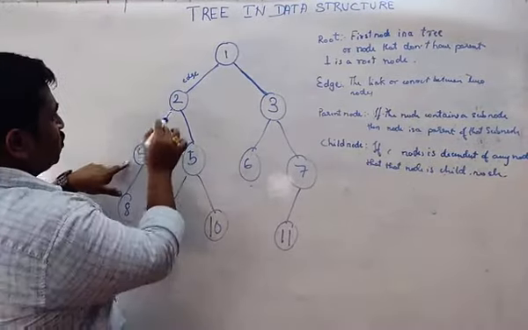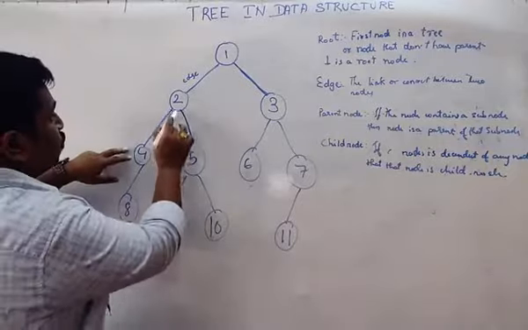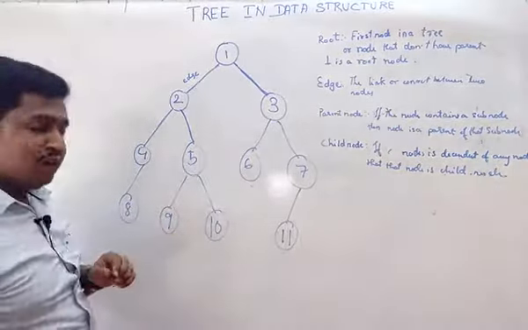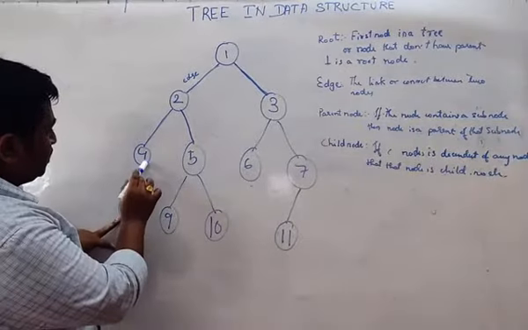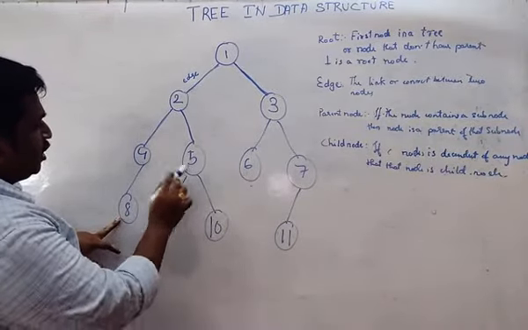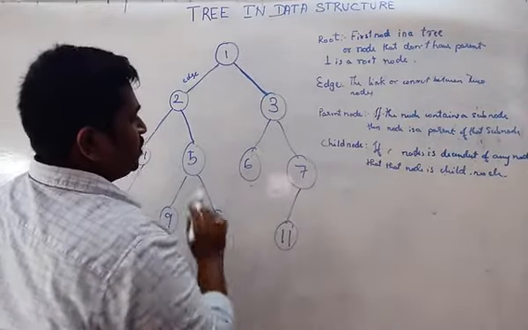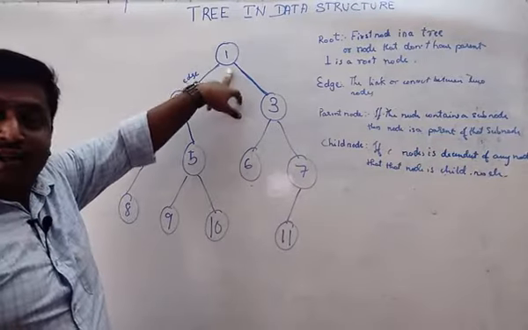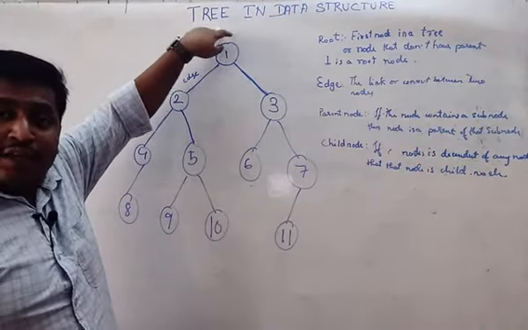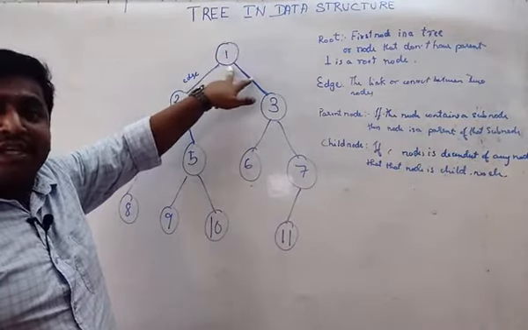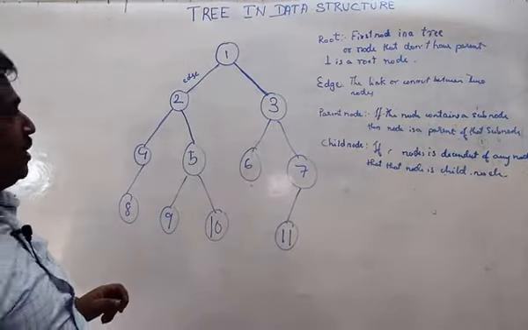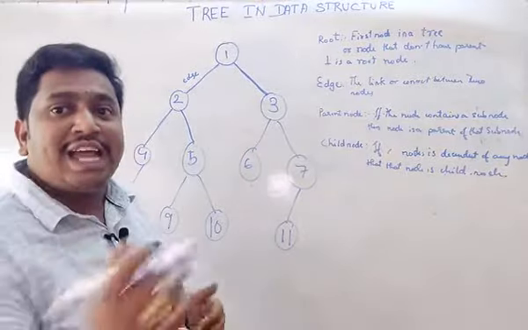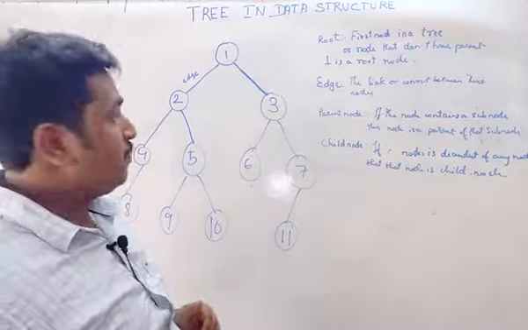Similarly, 4 and 5 are descendants of 2. 6 and 7 are descendants of 3. So 4, 5, 6, 7 are all child nodes. Similarly, 8 is a descendant of 4, 9 and 10 are descendants of 5, 11 is a descendant of 7. So these four are also child nodes. See here, 1, is it a descendant of any node? No. So it is not a child node. If the node is a descendant of any other node, then that node is called a child node.